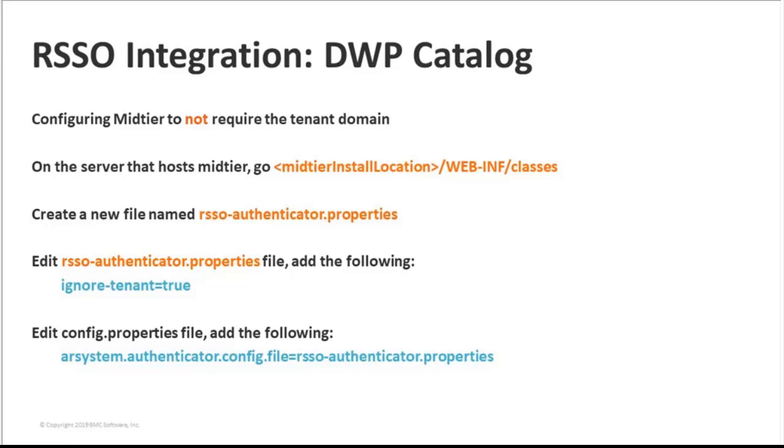And for Midtier to know that this file is in place, there is a parameter you need to add in the config.properties file: arsystem.authenticator.config.file is equal to the RSSO authenticator properties file. So this file and this configuration tells RSSO that it has to ignore the tenant when it's doing authentication with Midtier. And similarly for DWP, the location is different. It is in the external conf directory of Tomcat, and the value is the same, ignore tenant is equal to true, but the file name is different. The file name is sso-stk.properties.